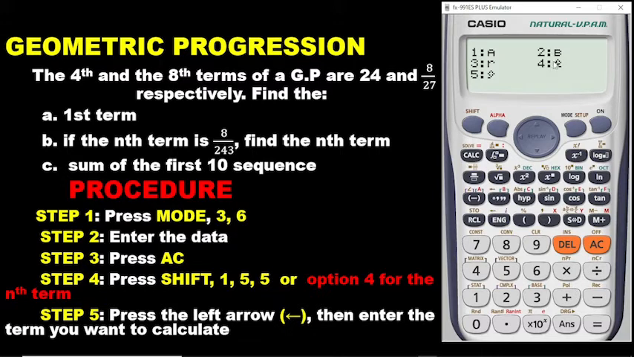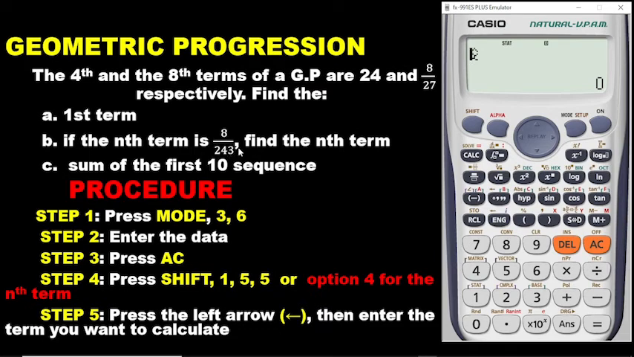Okay, so now we are going to look for the solution to question B. If the nth term is 8 over 243, find the nth term. So we use option 4 by clicking 4, and then once again you move the cursor to the left-hand side using the left arrow. So I press the left arrow. This time around we are not going to write the nth term, but the value of the nth term has been given.